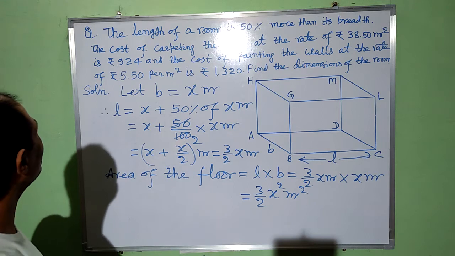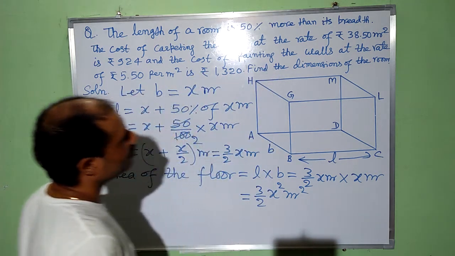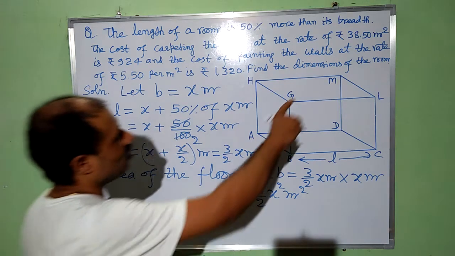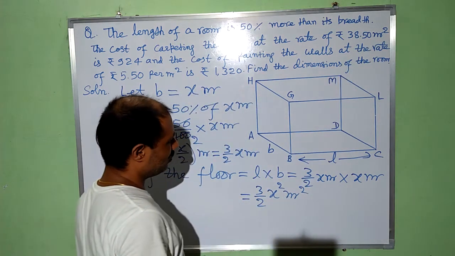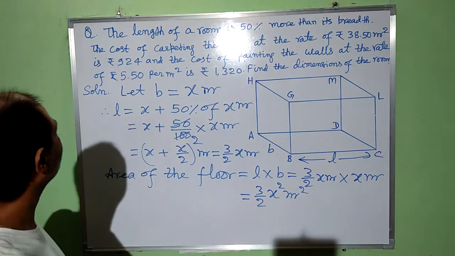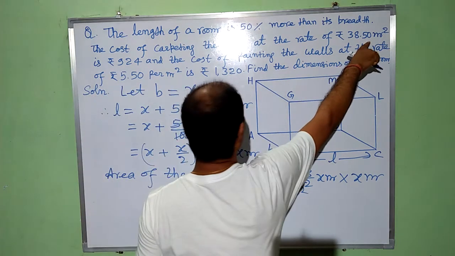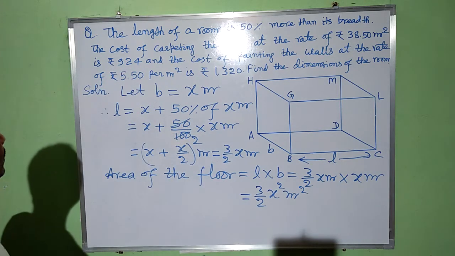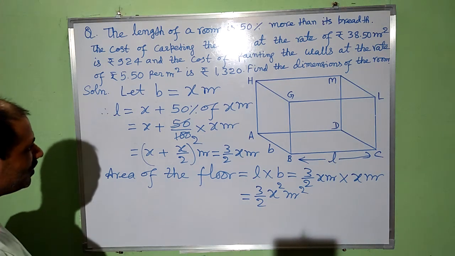And rate is also given. The cost of carpeting the room at the rate of rupees 38.50 per meter square. This is the cost of 1 square meter floor. So total cost. This is the cost of 1 square meter and total cost is given, is rupees 924.